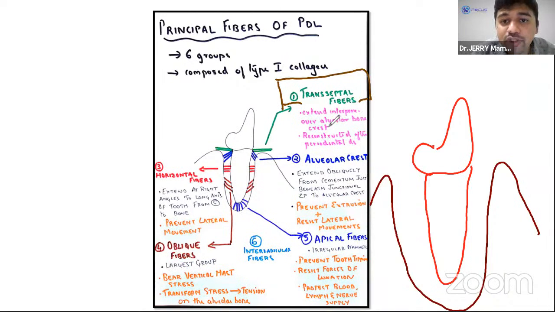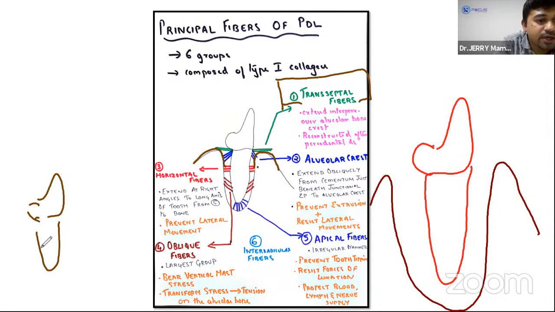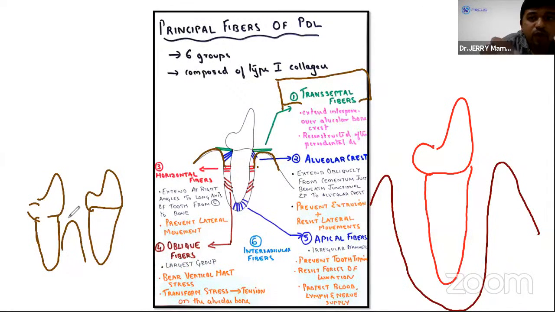How does it run? It extends interproximally over the alveolar bone crest. See the diagram, how I have drawn this green one. That is why I've given it in green color. It is going over the alveolar bone crest. This is your alveolar bone crest. So how are these transeptal fibers going? If I draw two diagrams here, this is one tooth and this is the other tooth. And if this is the alveolar bone, the fibers run like this over the crest of the alveolar bone, from one tooth to the other. That is your transeptal fibers.